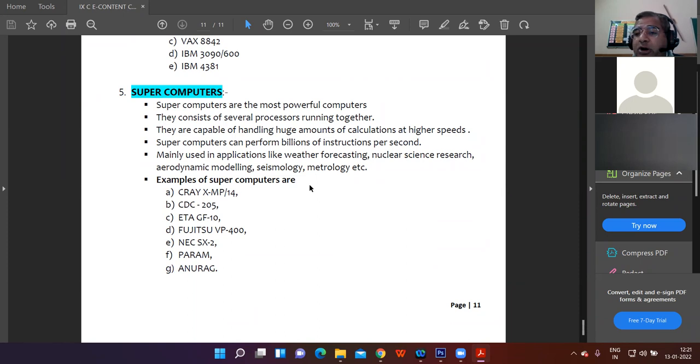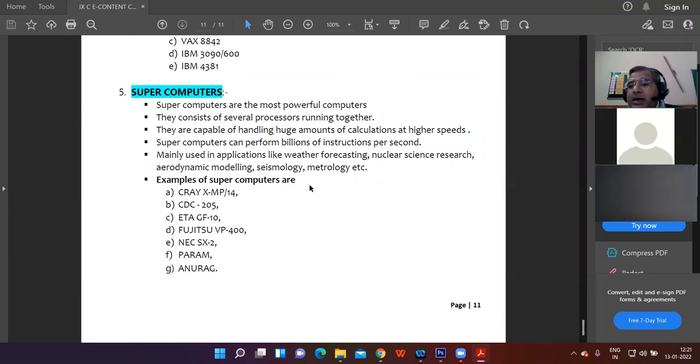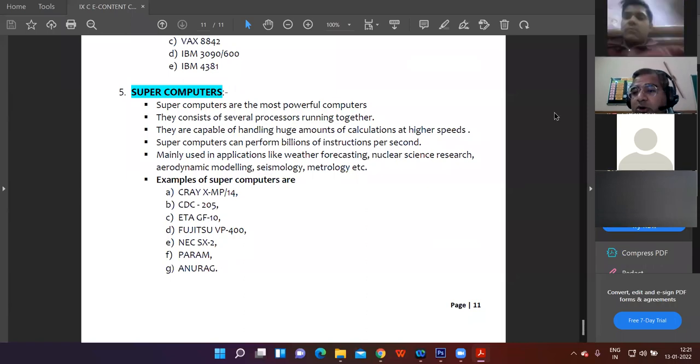What is the full form of CPU? I said come on the video if you want to give the answer. Yes, Chaitanya. The central processing unit. Central processing unit, very right. Full form of PDA.